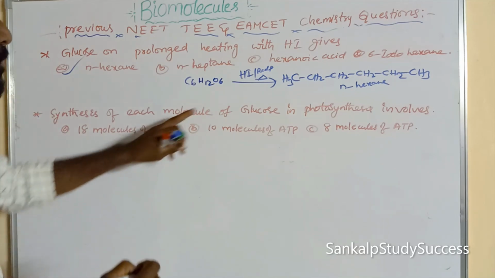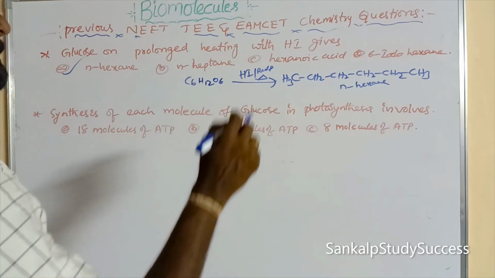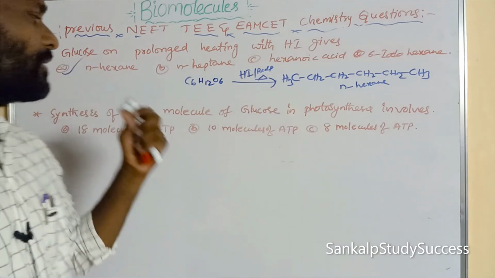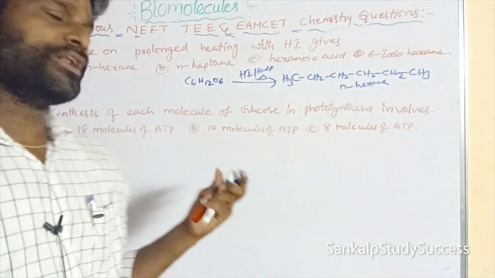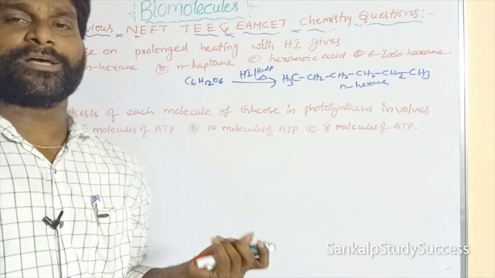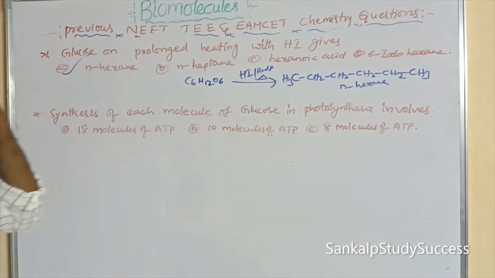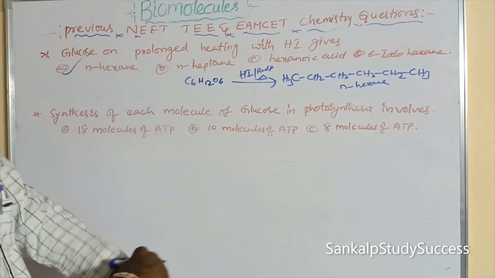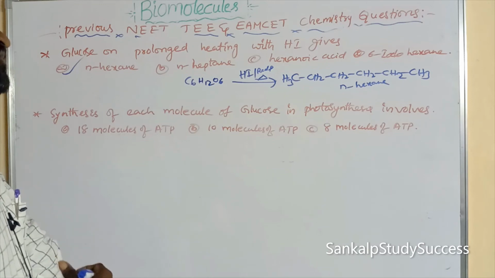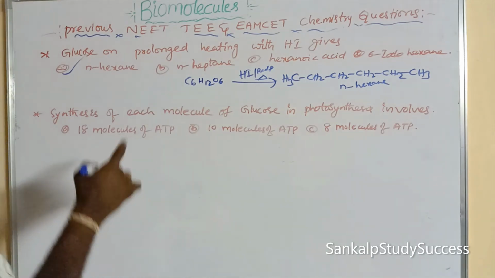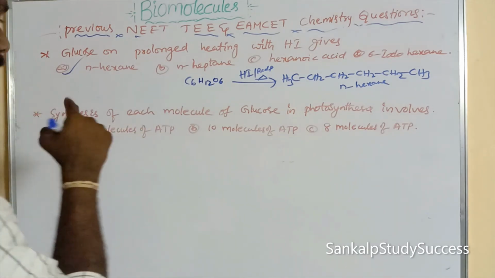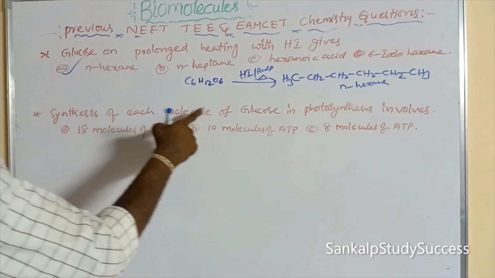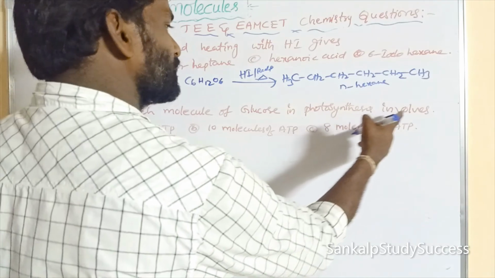Synthesis of each molecule of glucose in photosynthesis involves... So ATP is adenosine triphosphate. That is discussed in the previous video. Adenosine triphosphate is the energy carrier. So it is the source of energy also, right? It is involved in photosynthesis.